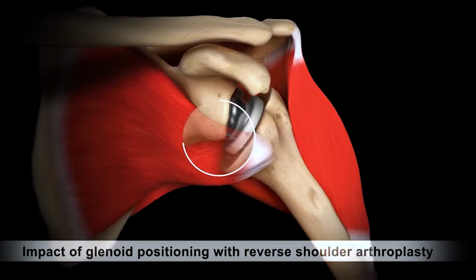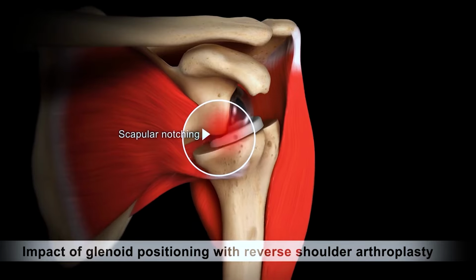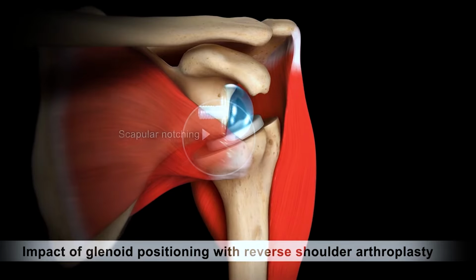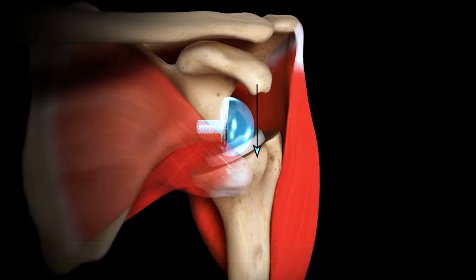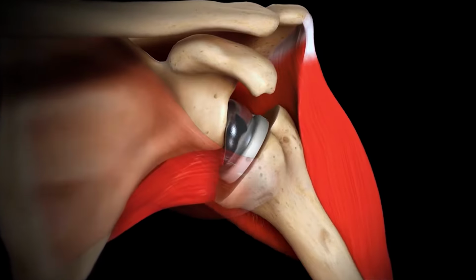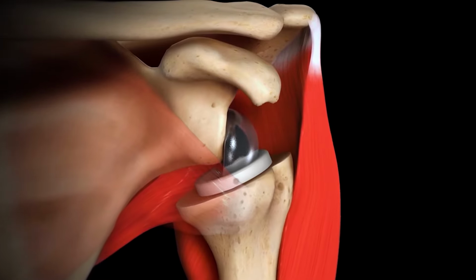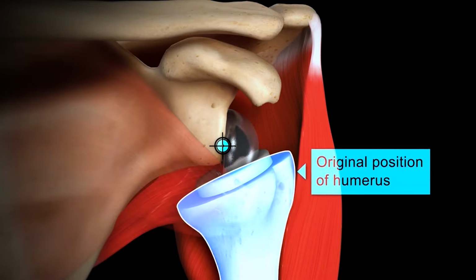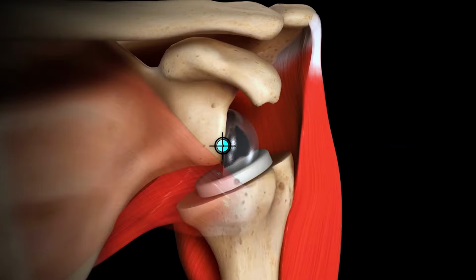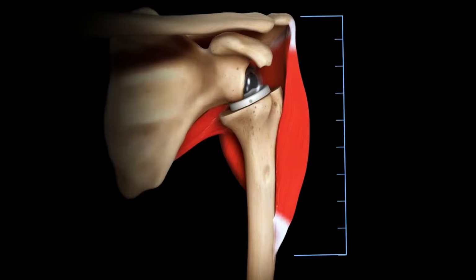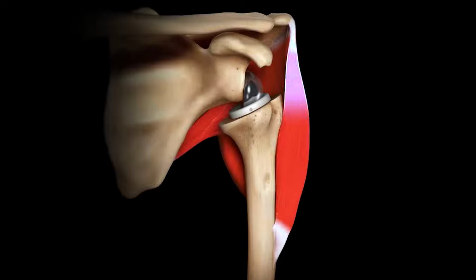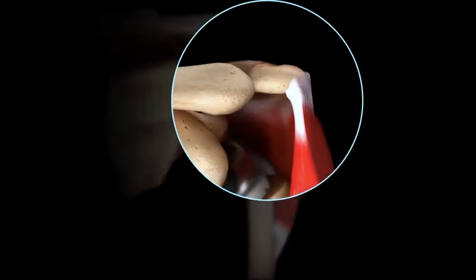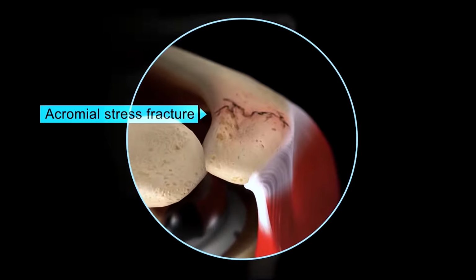Glenoid implant positioning alters reverse shoulder biomechanics. Inferior glenoid placement is recommended to achieve glenosphere overhang and avoid scapular notching. However, inferior glenoid placement further shifts the center of rotation and position of the humerus. This further elongates the deltoid, reduces deltoid wrapping, and may also increase the risk of acromial stress fractures.